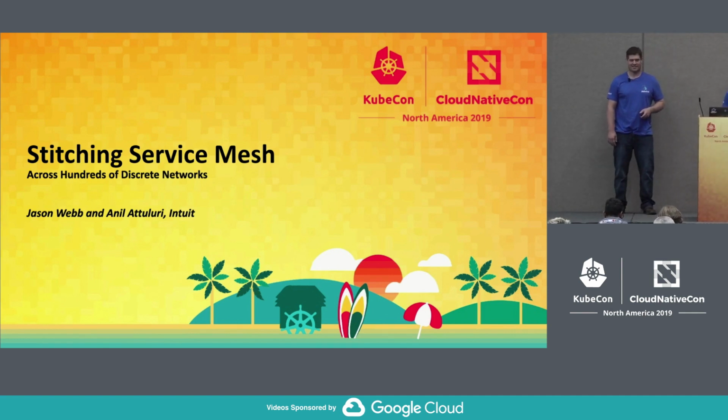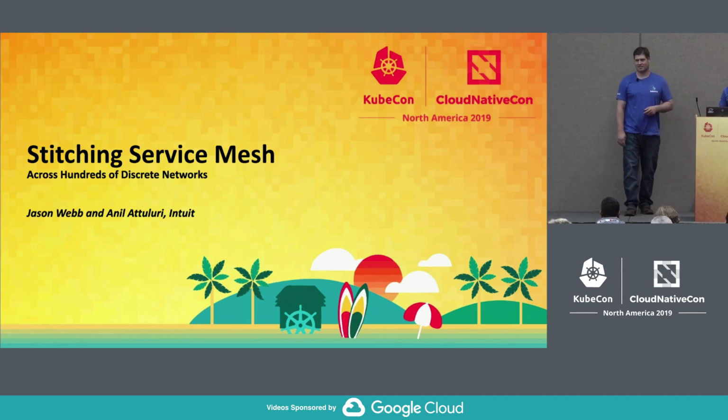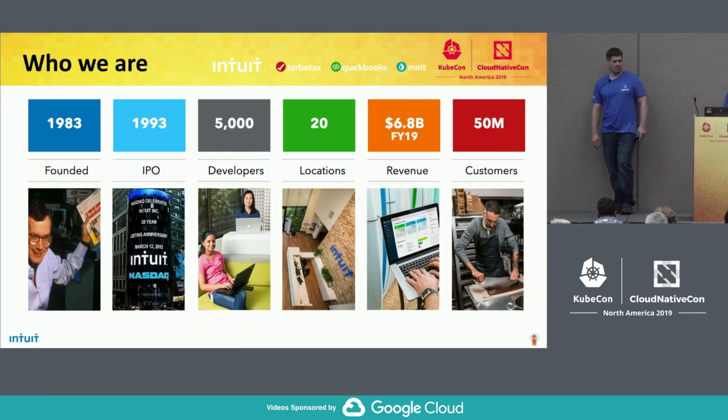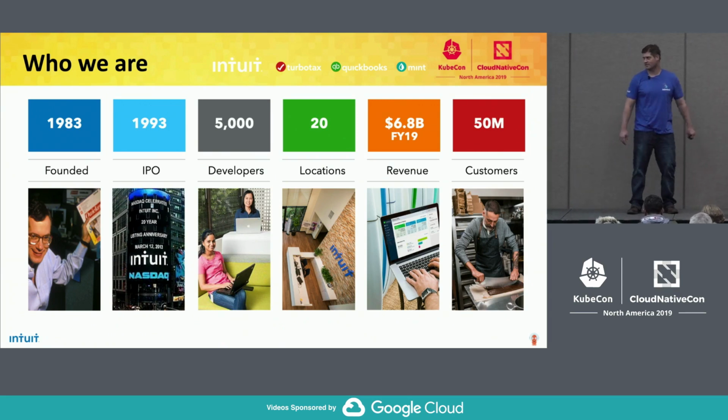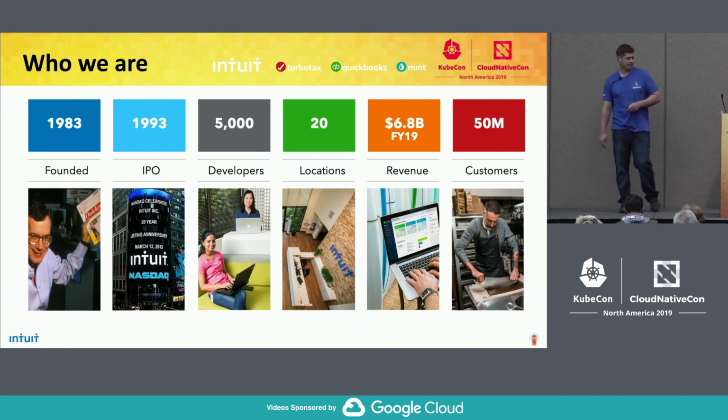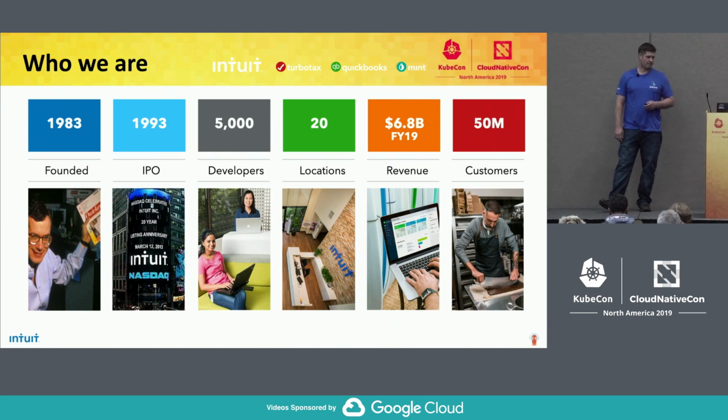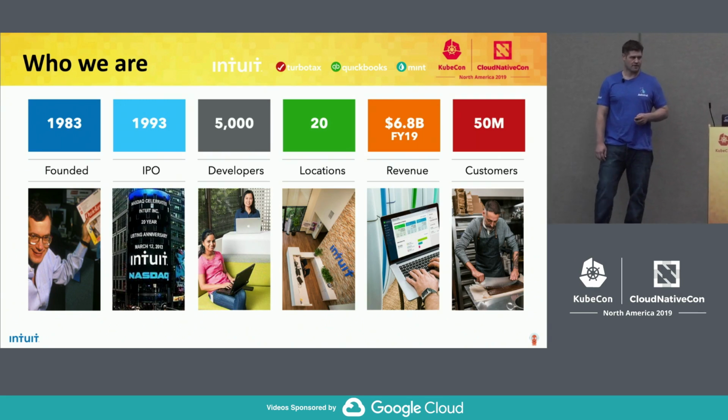Thank you for coming to our talk, Stitching Service Mesh Across Hundreds of Discrete Networks. We work for Intuit. Intuit has three main product lines, TurboTax, Mint, and QuickBooks. We support about 5,000 developers and 50 million customers.